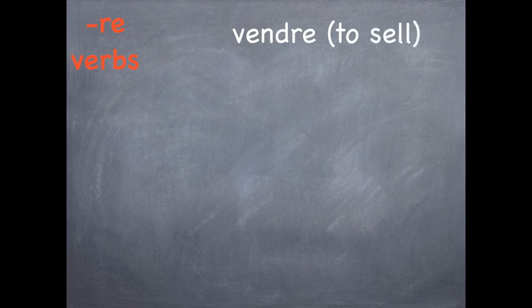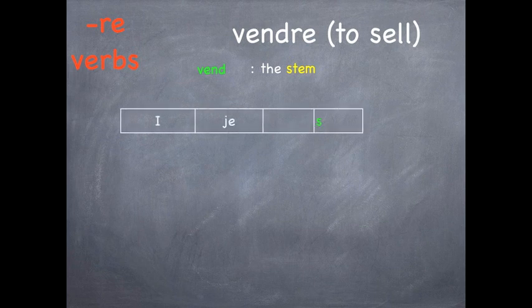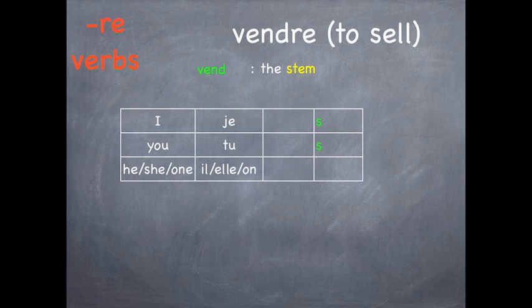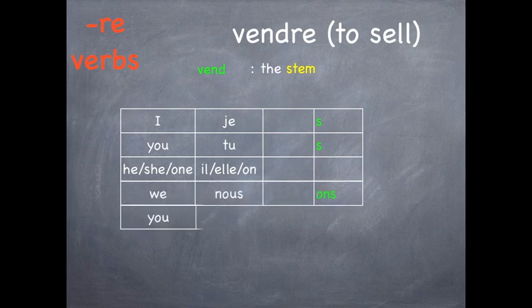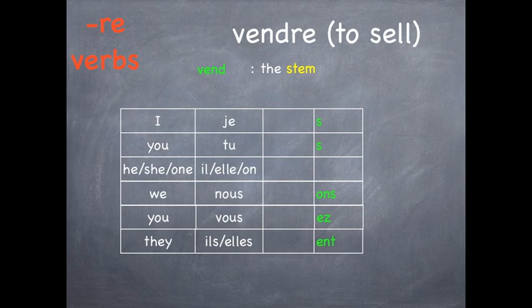And next, the RE verbs, and I'll take vendre, to sell. Remove the RE and the stem is VEND. And the endings: for je, add S, for tu, add S, for il, elle, and on, there's no ending, for nous, add ONS, for vous, add EZ, and for ils, elles, plural, add ENT.